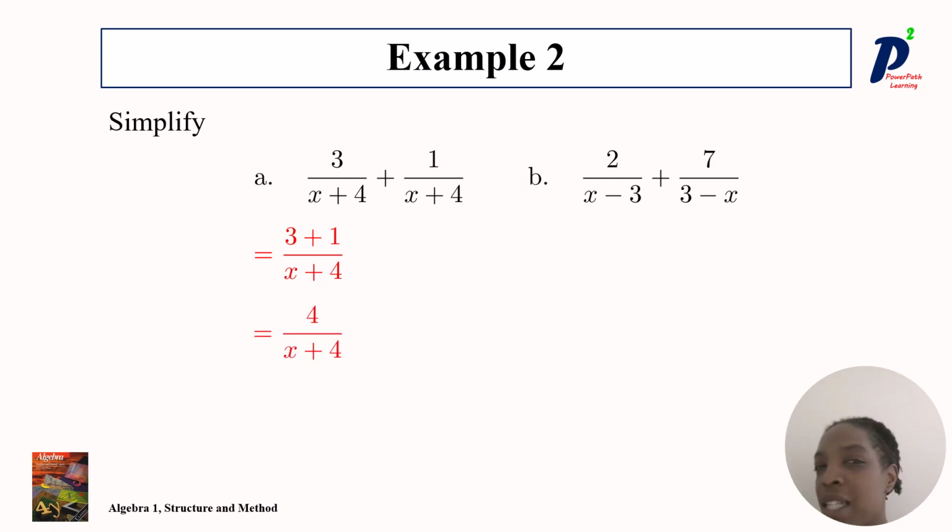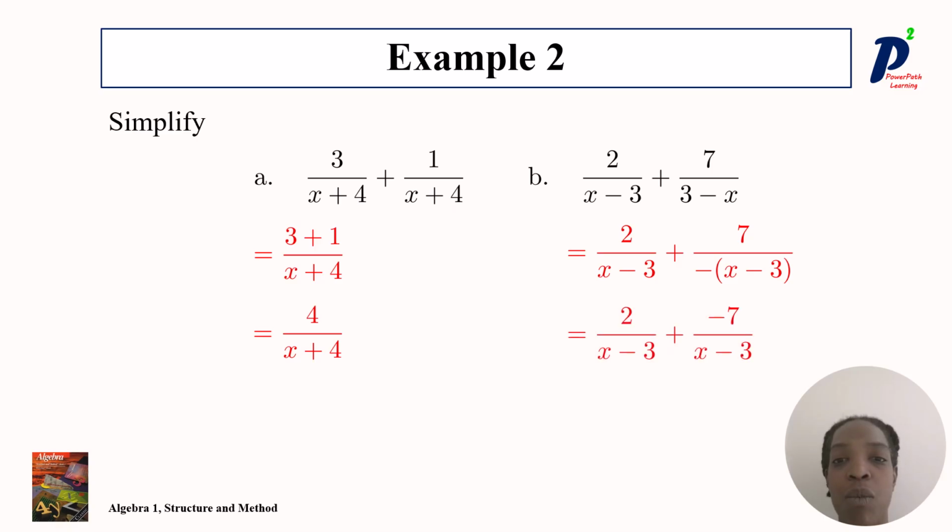Our second one, I don't know if you can tell, but our denominators are not quite the same. Hopefully you remember from the factoring series that we need to adjust for opposites. So we're going to rewrite 3 minus x as negative x minus 3, and then we're going to move that negative sign right up to the 7, and then we can combine like terms to get negative 5 over x minus 3.